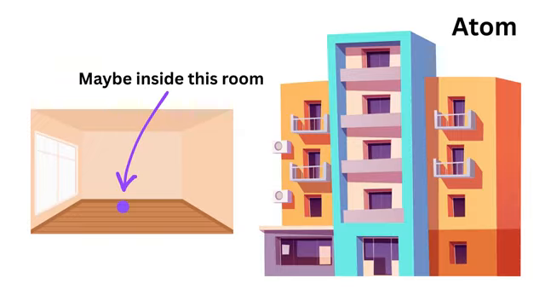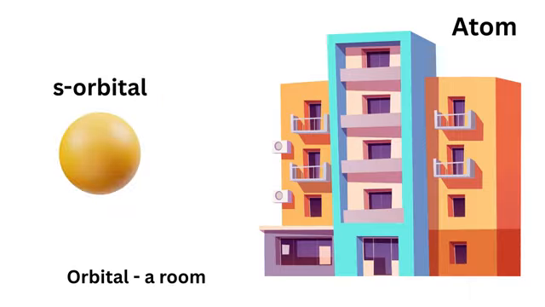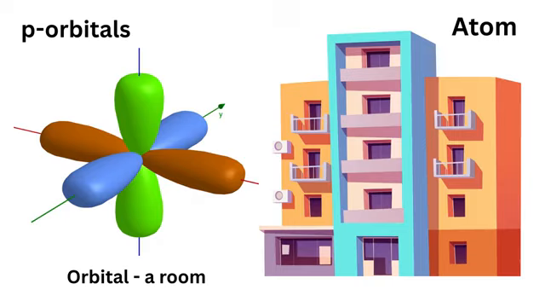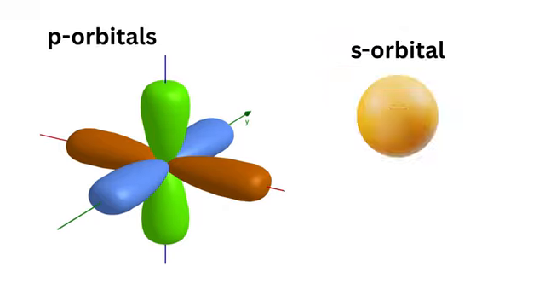Instead, you can only say that an electron is most likely somewhere inside this particular room. That whole room where the electron can move freely is what we call an orbital. Some rooms are round like a bubble, called s orbitals, and some are shaped like peanuts, or p orbitals. But in every case, the electron moves within that space rather than following a fixed circular path.